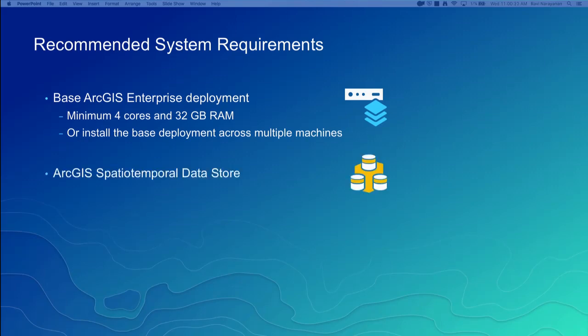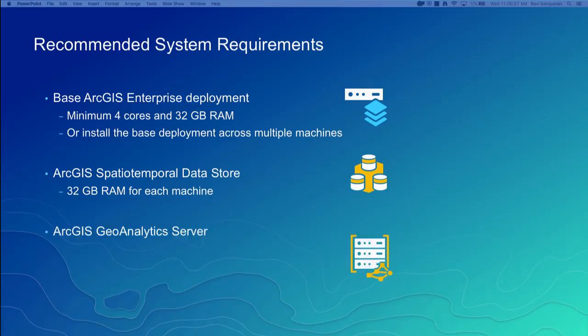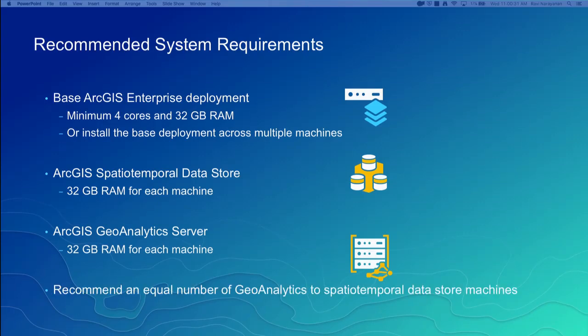For the spatiotemporal data store, again, it's 32 GB of RAM on each machine. And for GeoAnalytics Server, it's 32 GB of RAM for each machine. And as I mentioned earlier, it's recommended that you have GeoAnalytics and spatiotemporal store one-to-one relationship, meaning if you have 3 machines for the GeoAnalytics server, you should also have at least 3 spatiotemporal data store machines.